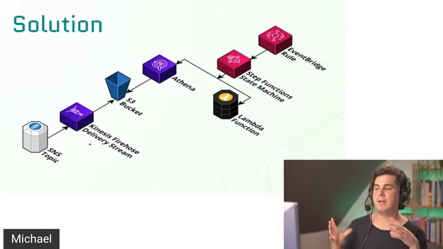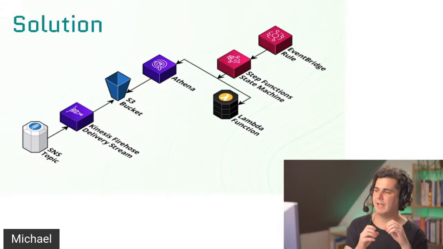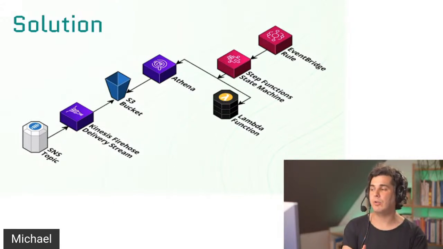And the Kinesis Firehose delivery stream is basically the key piece for collecting the events, and then it pushes files onto an S3 bucket. And those files contain many events at once. So it's not one file per event, it's one file that contains many events. So that's a key part of the architecture.